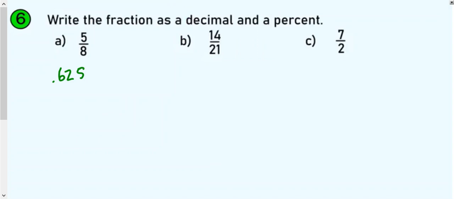So here's our decimal of 0.625, and then to turn it into a percent, we're going to move it 2 places to the right. 1 and 2, and then we get 62.5%. All right, go ahead and pause here. Try these 2 examples on your own, and then come back and see how you did.